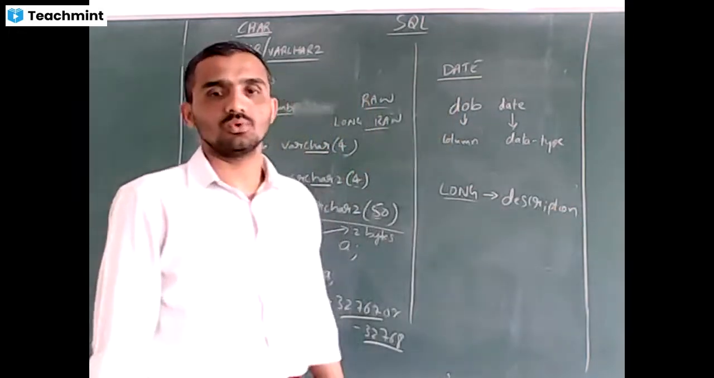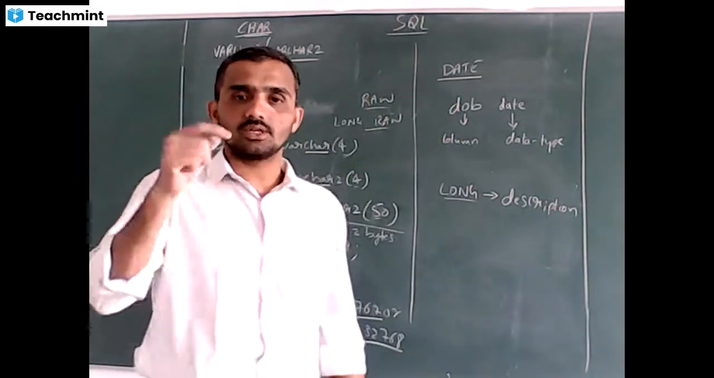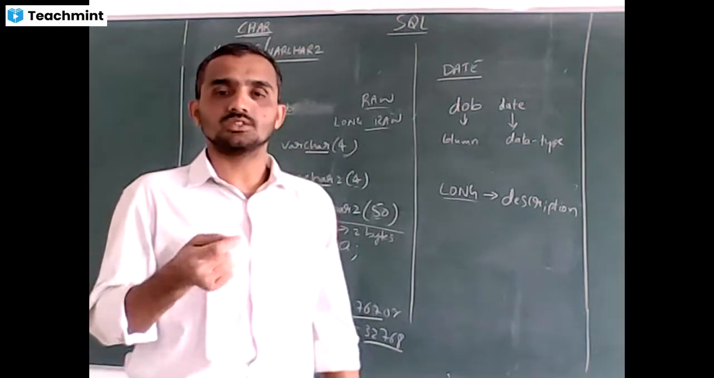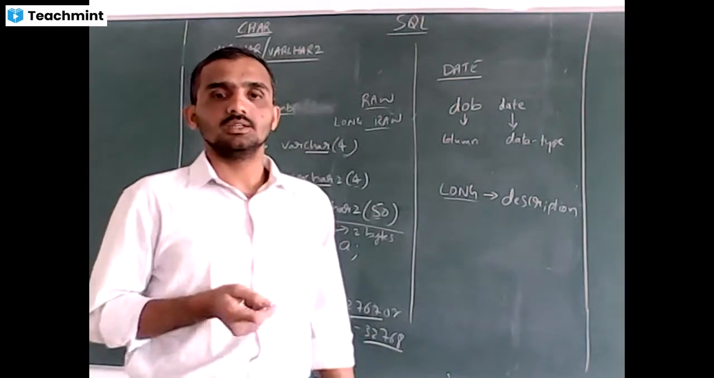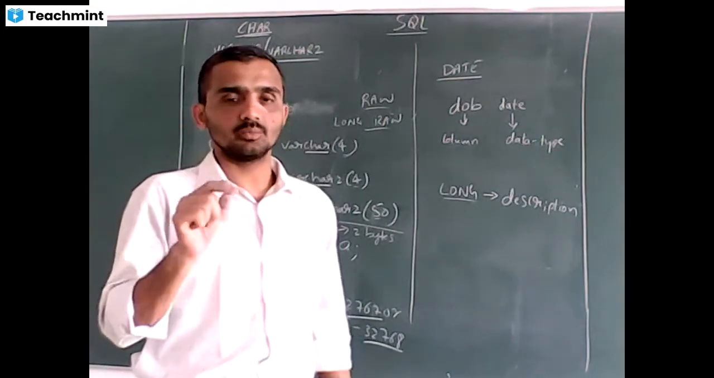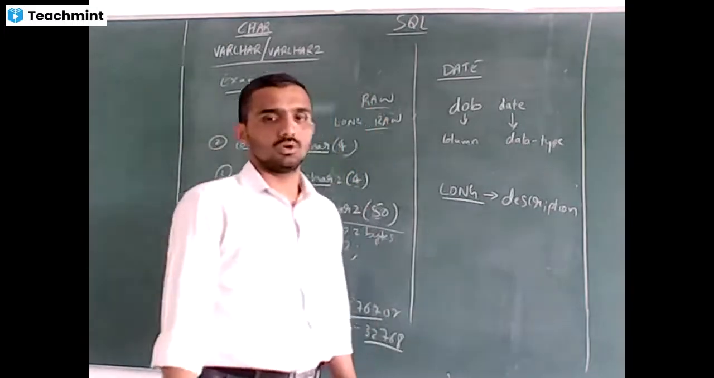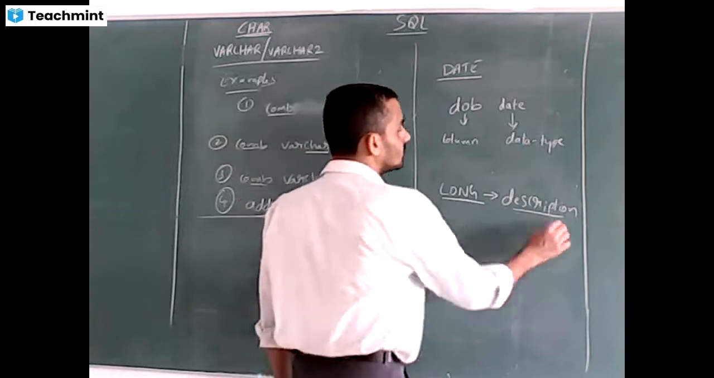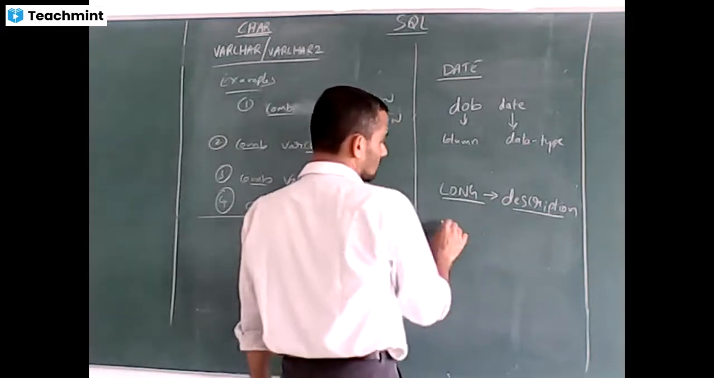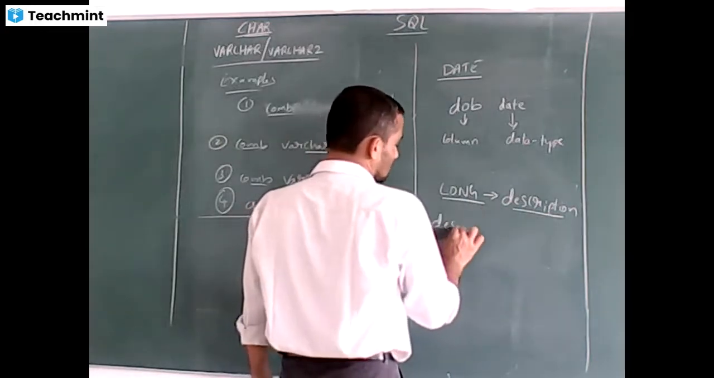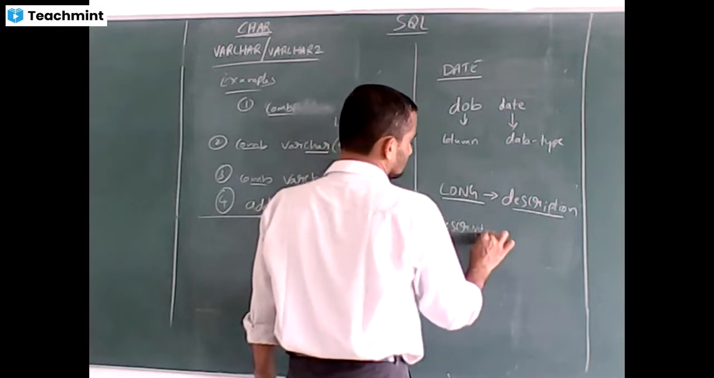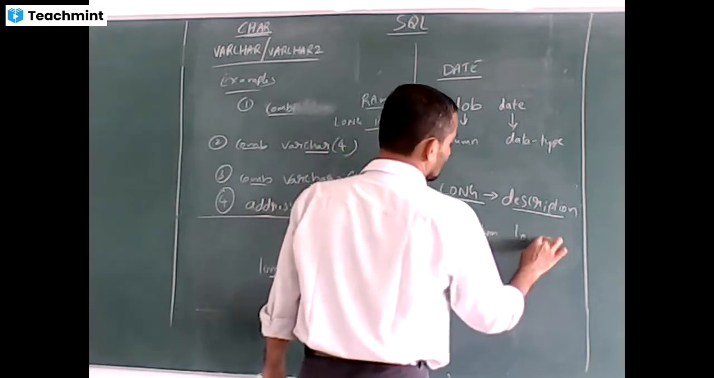See, for example, if you want to store the college information, which contains some 2 pages or 2 paragraphs in an MS Word document, or 5 pages, then you can use this data type long. So description-type data we can store. To use this data type, we consider description as the column, and the data type will be long.